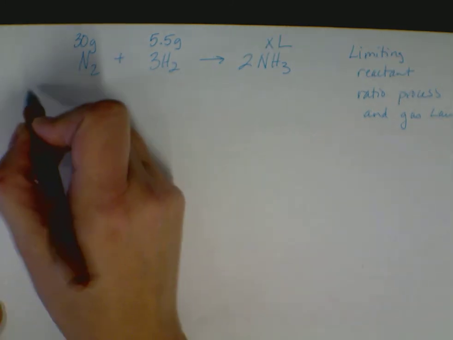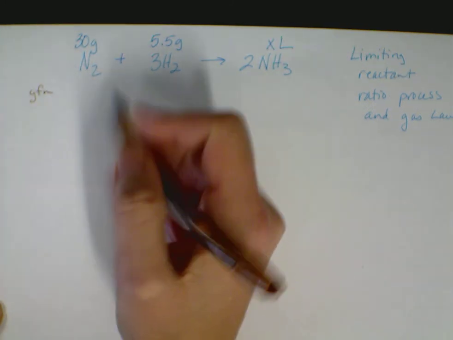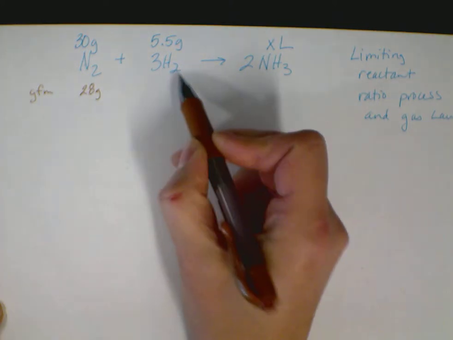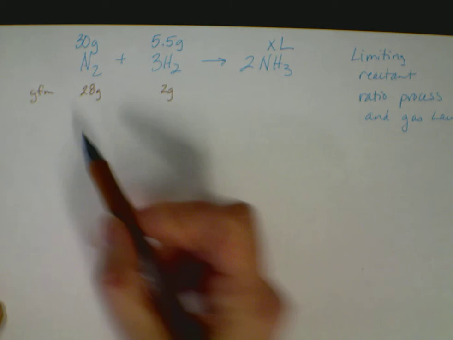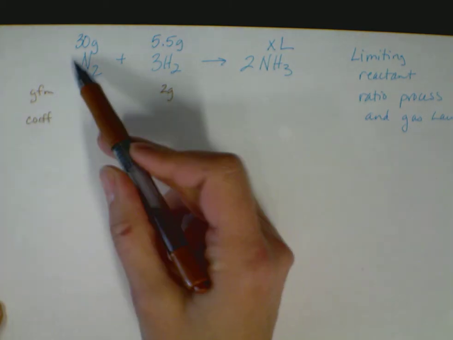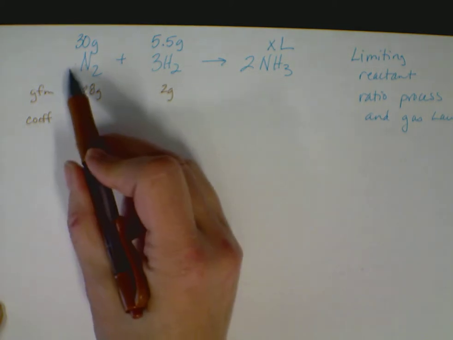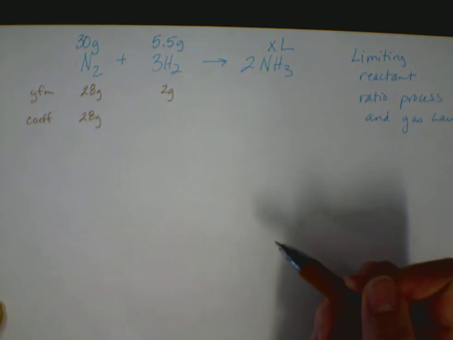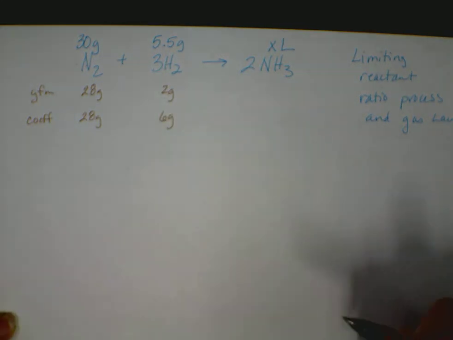So in the ratio process, the first step was the GFM process. So the molar mass of N2 would be 28 grams. The molar mass of just H2 is 2 grams. The next step is the coefficient step. That means I take my coefficient times the molar mass. So there's no number here, so it's understood that there's a 1 times 28 is still 28 grams. And then I have 3 times 2, which is 6 grams.